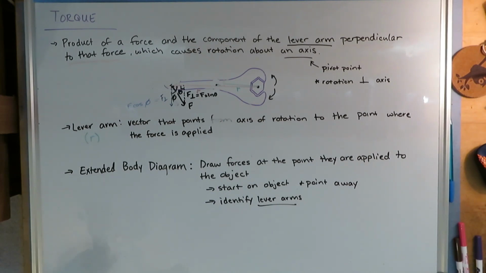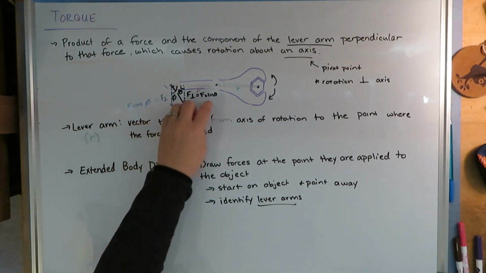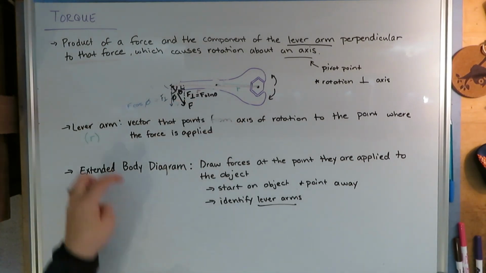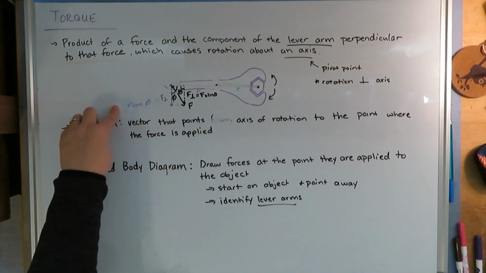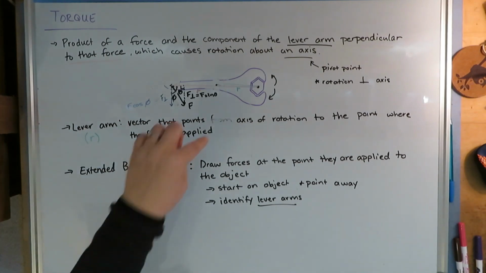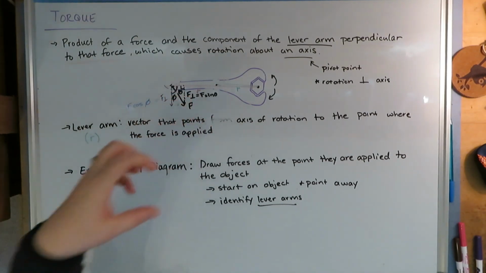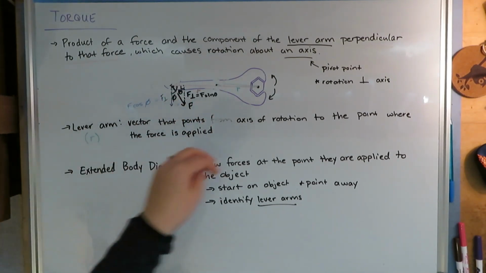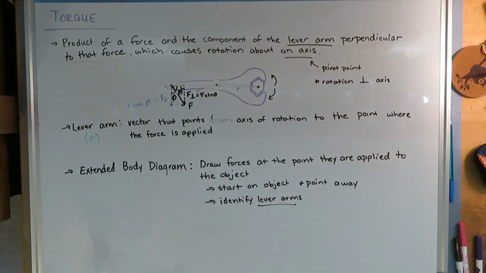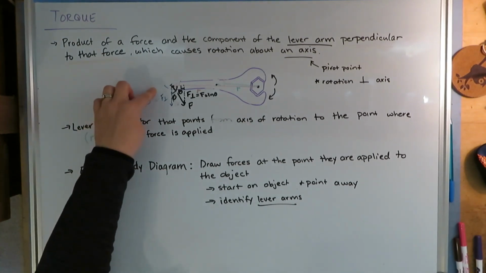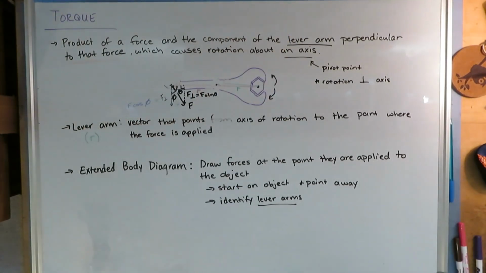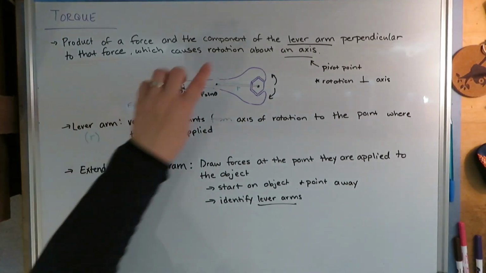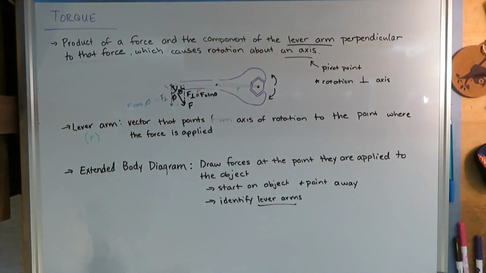You do have to be careful, because on the AP formula sheet, they're going to define torque as being based on sine theta. It can be based on cosine theta, because it's not really the sine that matters. It's that you always want the component that's perpendicular between the lever arm and the force. In this case, we found the component of the force that was perpendicular to the lever arm.